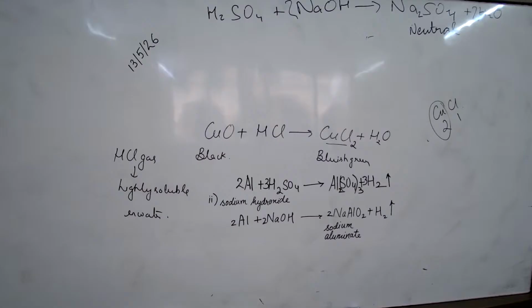Caustic soda is NaOH, and caustic potash is KOH. Anyway, option C for question 16 is correct: caustic soda is NaOH and caustic potash is KOH.